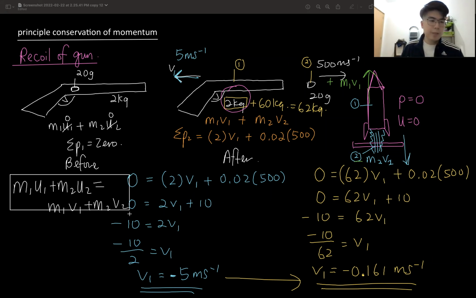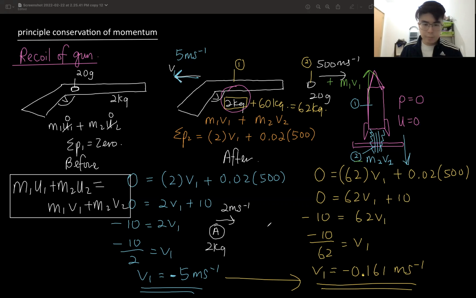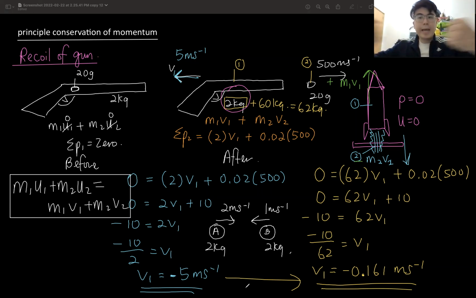You have to be careful with the velocity. So for example, let's say we have two balls. Ball A is moving to the right at 2 meters per second, 2 kg. Ball B is moving towards it also, at 1 meter per second, 2 kg. They collide head on, and then they bounce back.